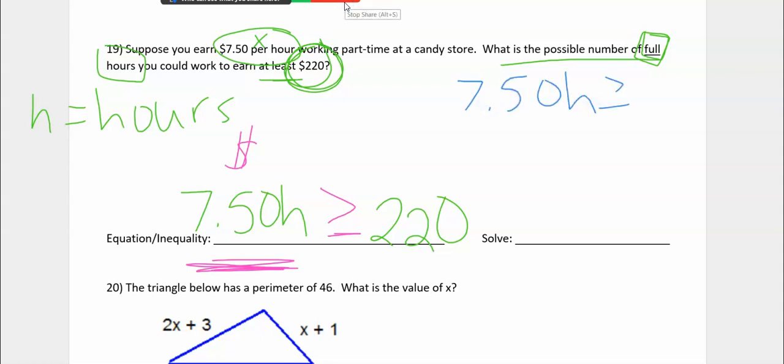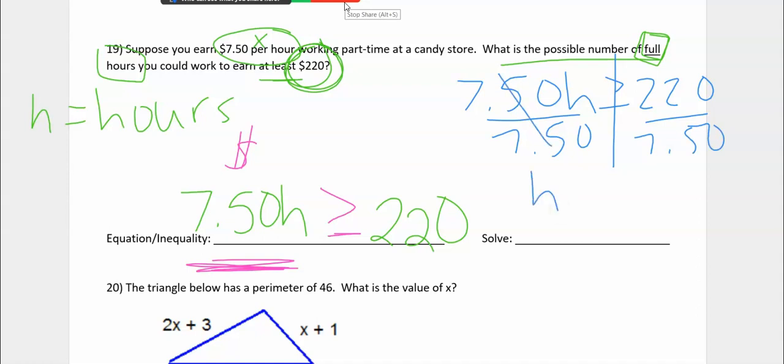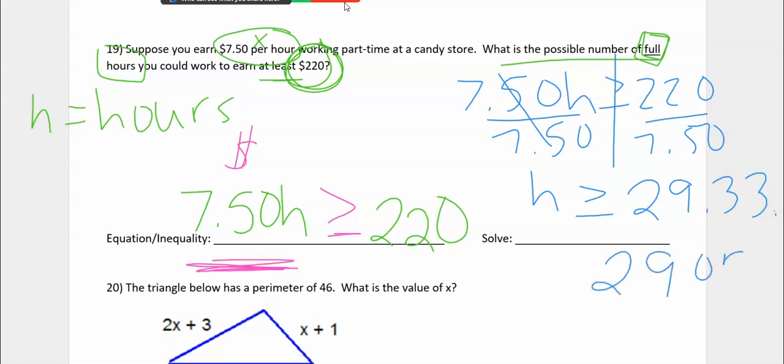Let's bring it up here. And it's a quick solve. I just divide by 7.50, but I already know it's going to be a decimal, and I'm going to have to think about rounding. So guys, when you do that in your calculator, it's 29.3333, repeating. So I either want to work 29 hours or 30 hours, at least.